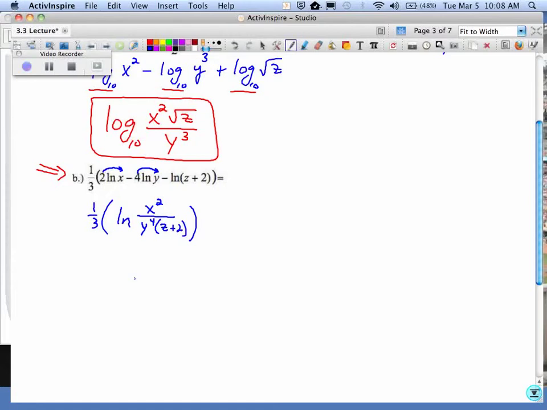So you could write it like ln the cube root of x squared over y to the 4th z plus 2. And some people might even simplify more, like the cube root of x squared and the cube root of this stuff, but we're going to stop there. There's no base 10. ln. What base is ln? We're in base e.